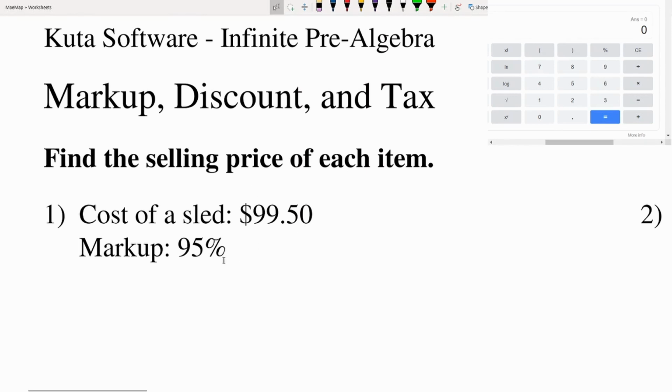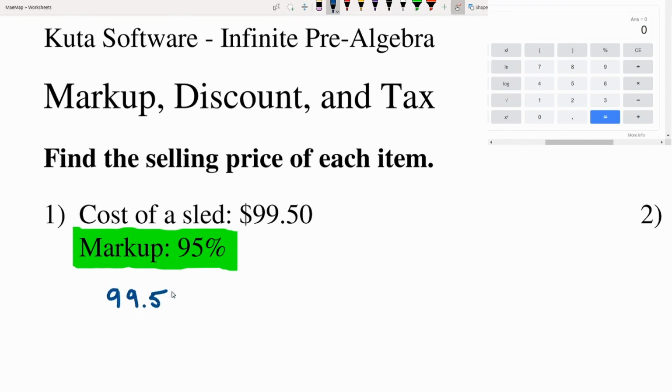Number one says the cost of a sled is $99.50. We're marking it up by 95%. So if that's a 95% markup, we're increasing that original cost. So I'm going to take the $99.50 that my price originally started at, and then I'm going to be adding to that. Marking it up 95% is adding 95% of the original cost.